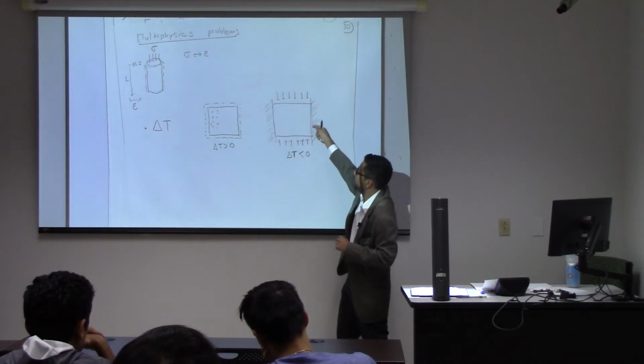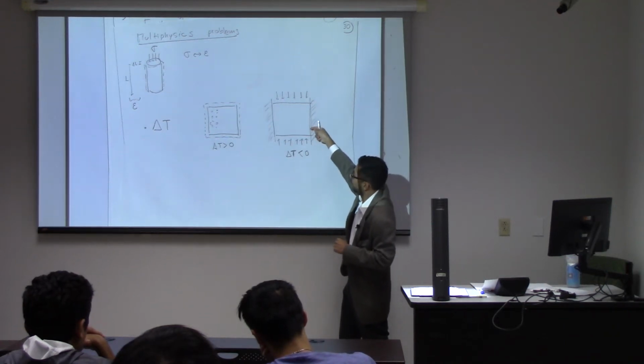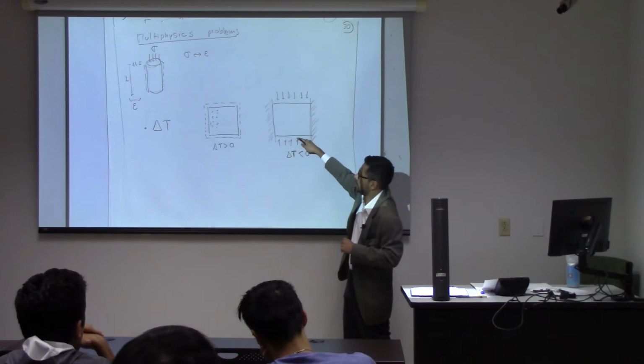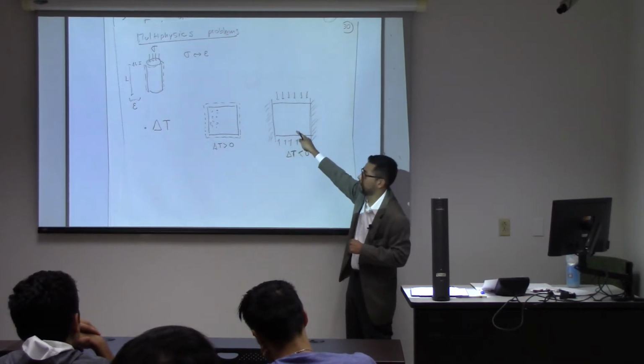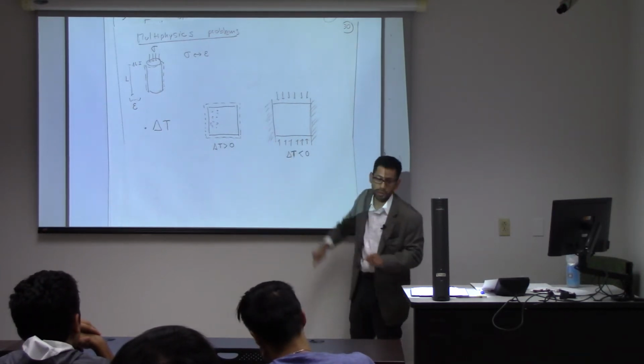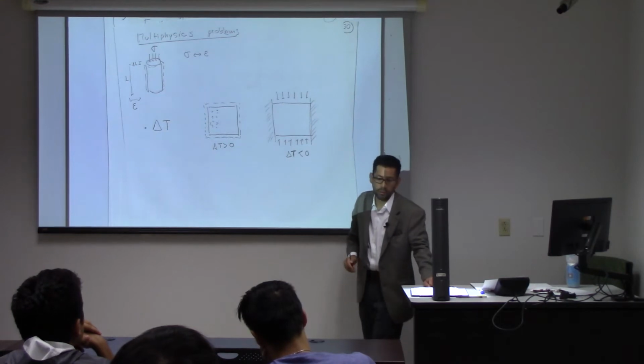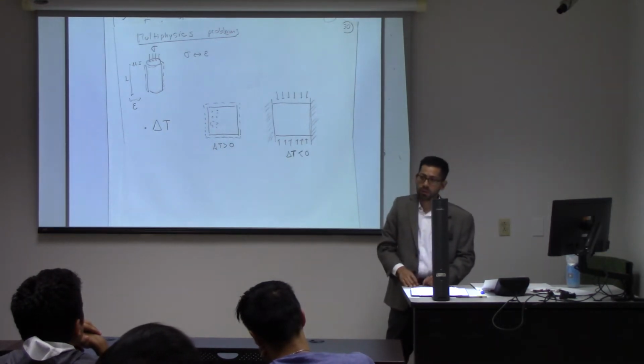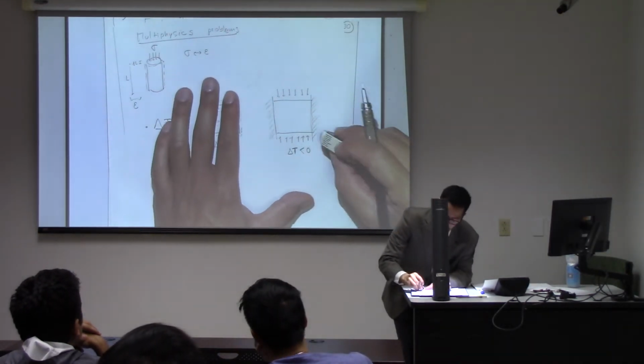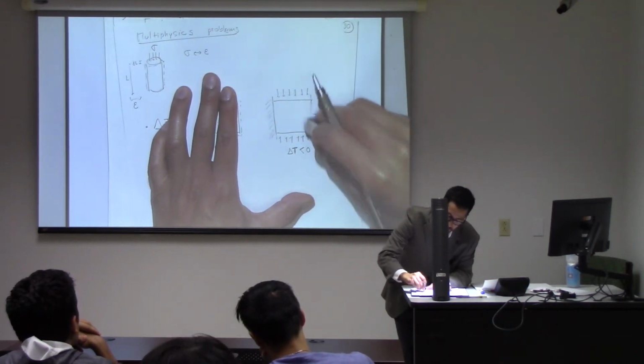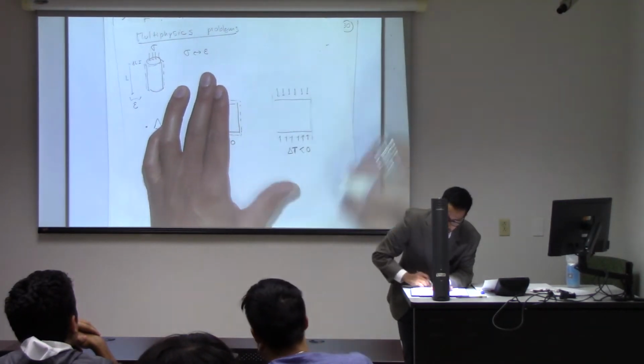Imagine it has some screws there, doesn't let it move, and it can move in this direction. So what's going to happen to the vertical stress if I decrease the temperature? Let me make this thing a little bit more realistic so you can picture that in your mind.